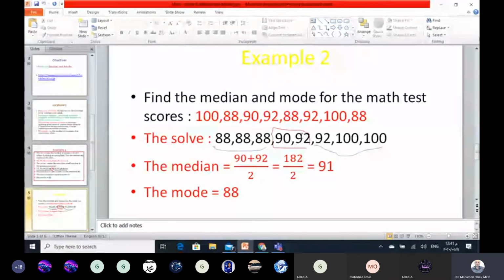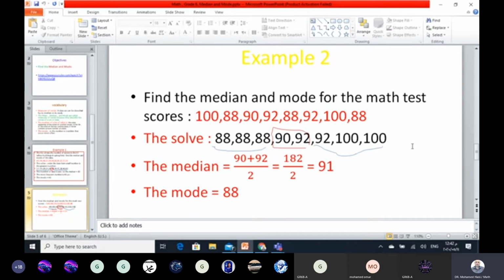Then take the 2 numbers here and find the mean of them. So the median equals 90 plus 92 divided by how many numbers we have here? 2 numbers, divided by 2. So 90 plus 92 is 182, divided by 2 is 91. So the median here will be what? It will be 91.